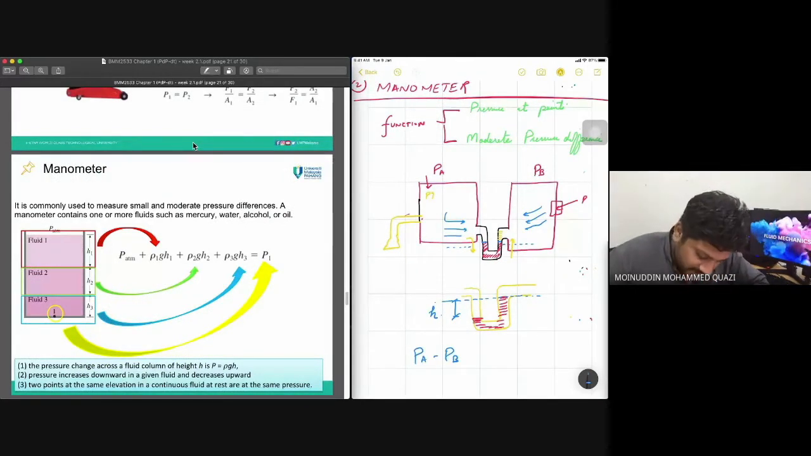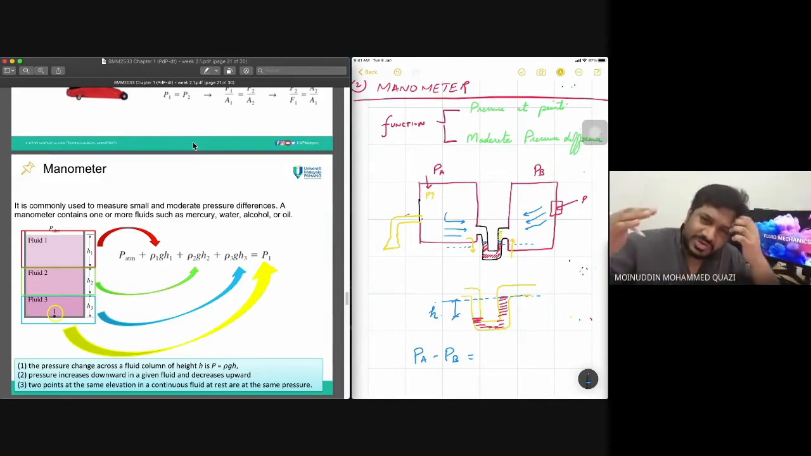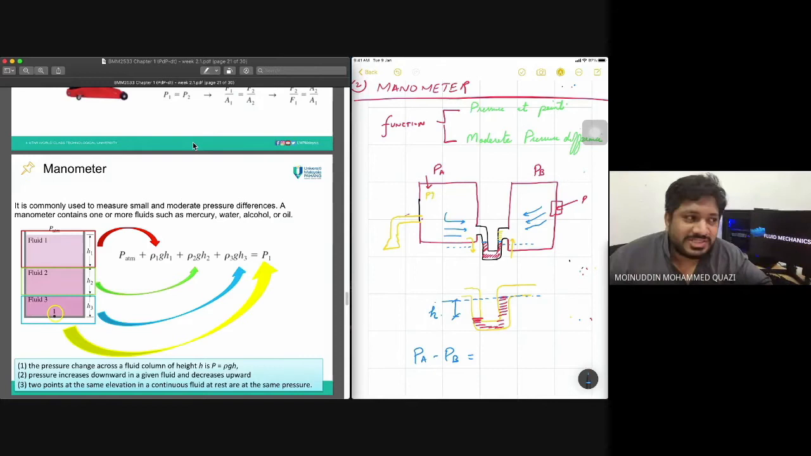Okay, is equals to that. I will let you know later how it is calculated. But you should know how the fluid moves in a manometer and how to know where the pressure is high, where the pressure is low, and you can get the pressure difference by this device.